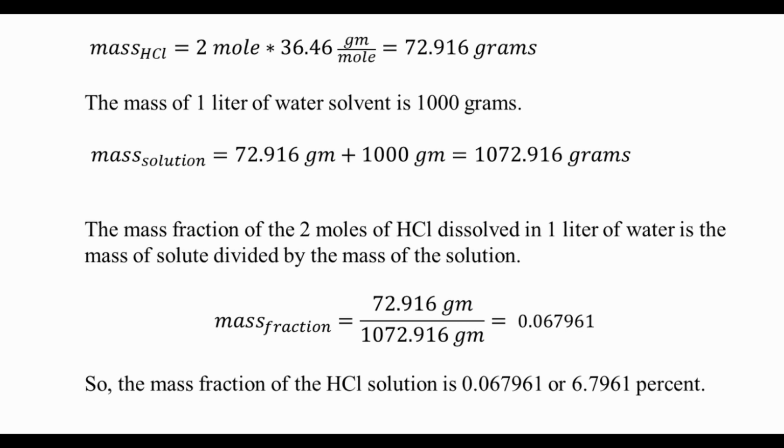The mass of solution is 72.916 grams plus 1,000 grams equals 1,072.916 grams. The mass fraction is the mass of solute divided by the mass of solution. 72.916 grams divided by 1,072.916 grams equals 0.067961. So the mass fraction of HCl solution is 0.067961, or 6.7961%.